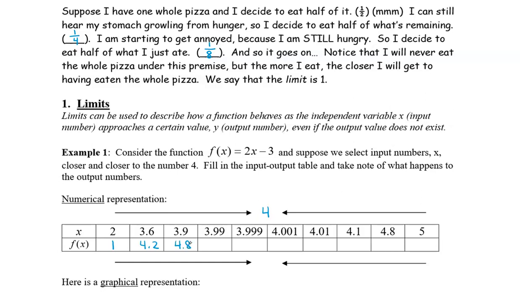So I'm going to keep doing this. So I'm getting even closer. So I can put 3.99 for x. And then my f of x value will be 4.98. So you can use a calculator to calculate this. And then let's do one more from the left side here. We're going to use x is 3.999. And then we times that by 2 minus 3, and we get 4.998.